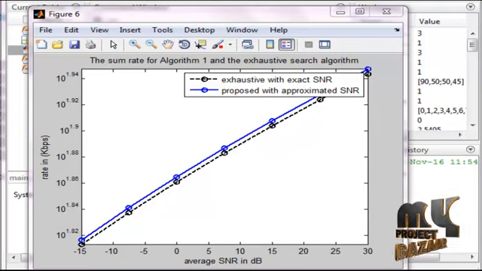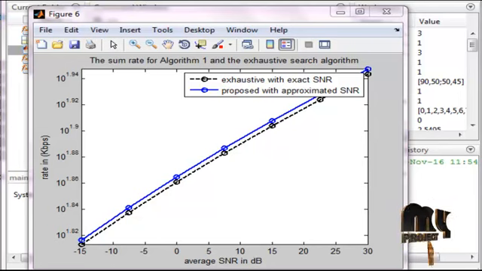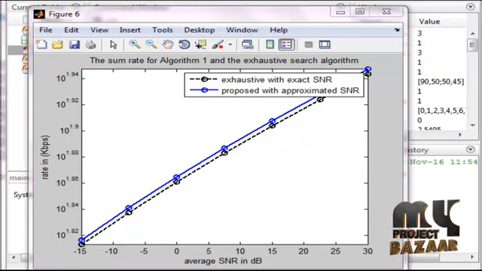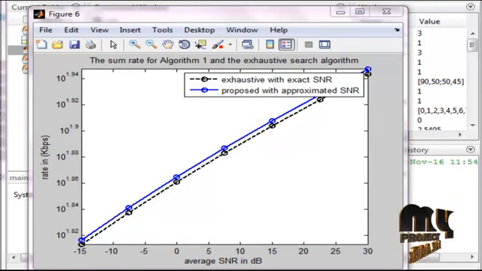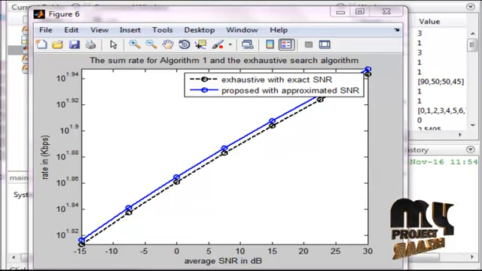In this figure, the sum rate of algorithm 1 is compared with the exact search algorithm. Here there is the rate and the average SNR. SNR means signal to noise ratio in dB, from -15 to 30. The black line denotes the exact SNR, and blue is the proposed with the approximated SNR. The rate is in kbps, that is kilobits per second, and the SNR is in dB, comparing algorithm 1 with the exact search algorithm.